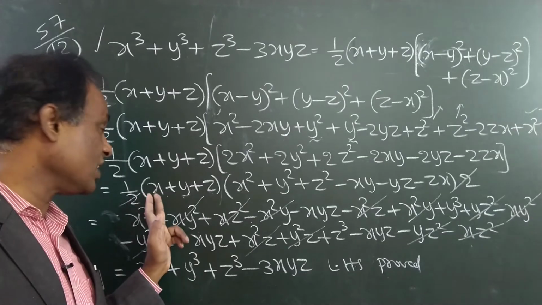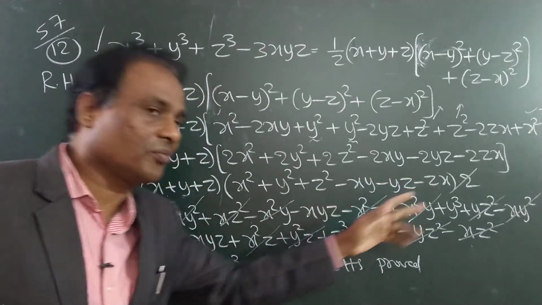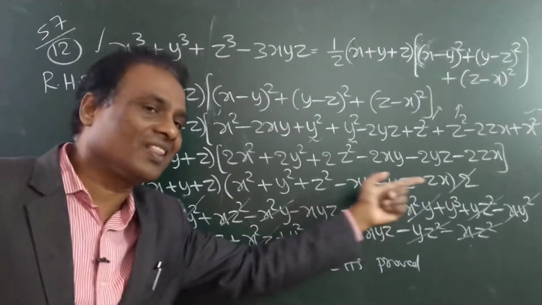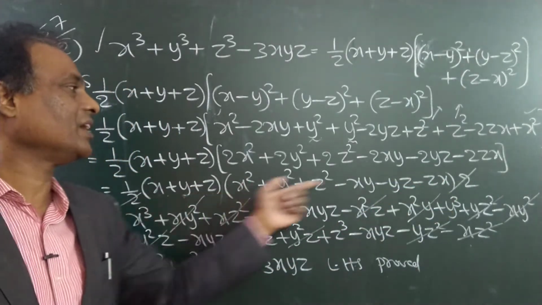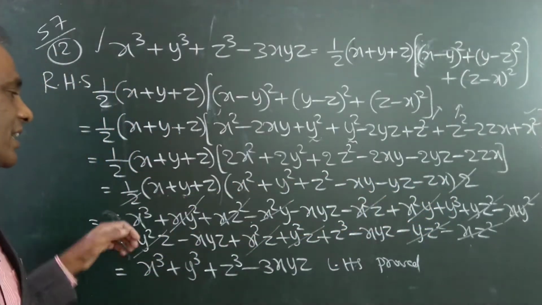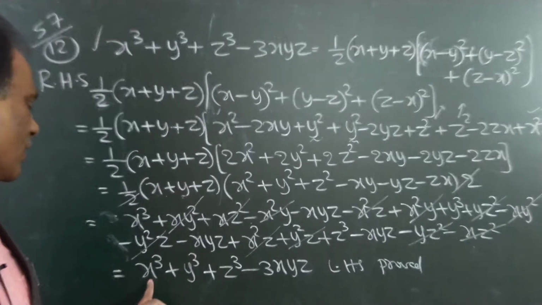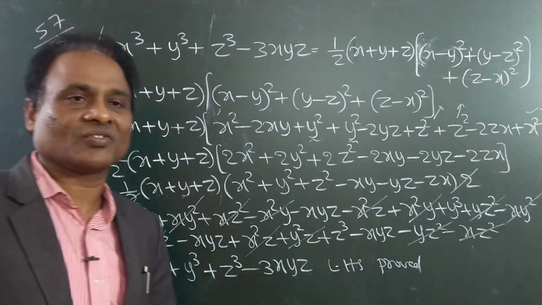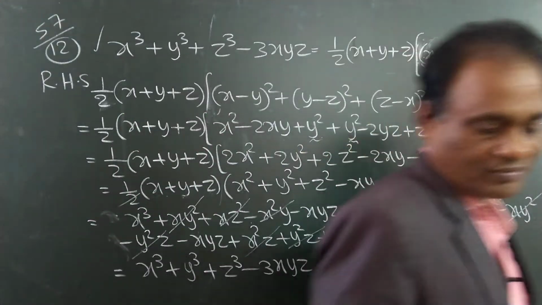If x is taken, it should be multiplied with all the 6 terms. Y should be multiplied with all the 6 terms. Z should be multiplied with all 6 terms. 18 terms we get, everything gets cancelled. Remaining are x cube, y cube, z cube minus 3xyz. Over.